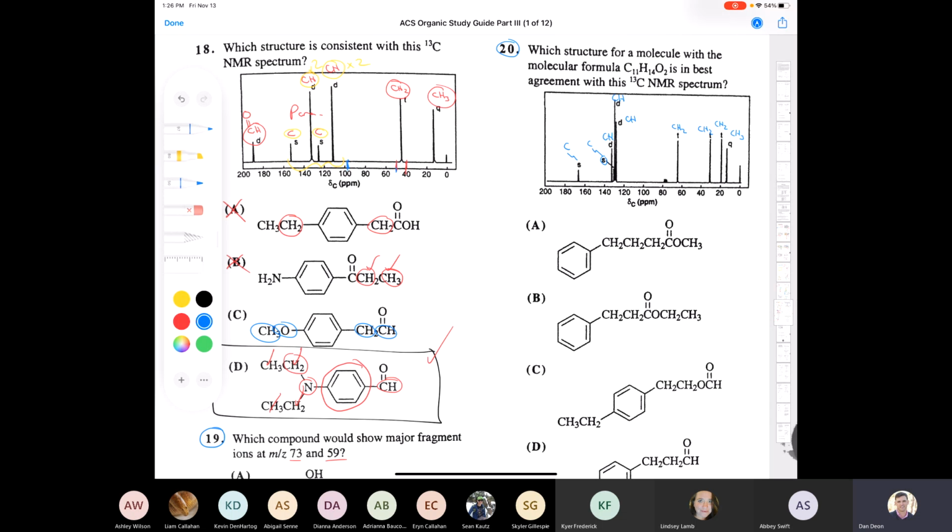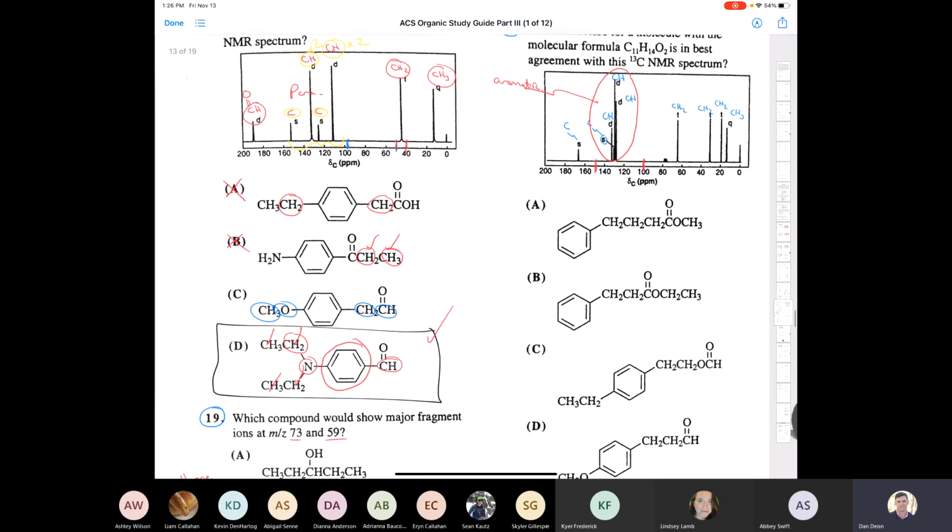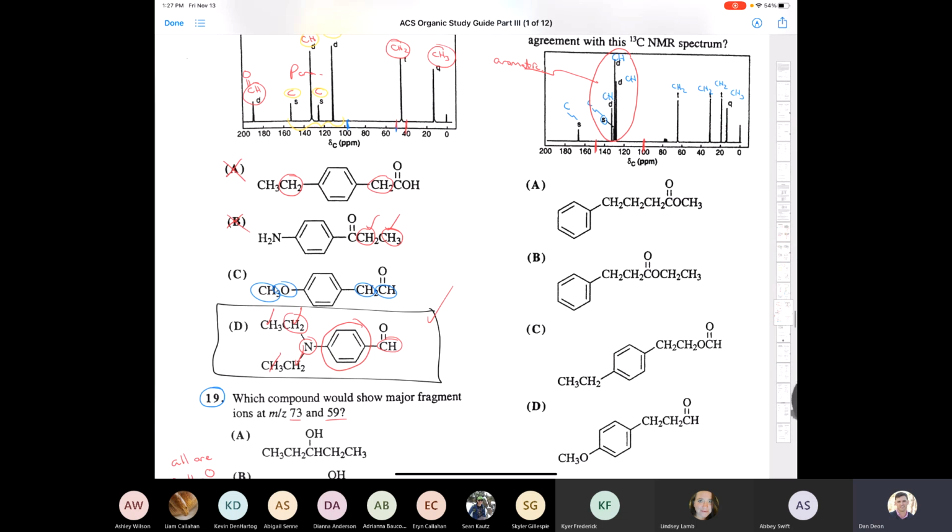Well, all of these signals fall in the aromatic region, which is from 100 to 150. So these are all going to be from the aromatic region. They could come from an alkene, but I have no alkenes as a possible answer. So these are the aromatic carbons. Let's see if we can figure out whether the ring is going to be di-substituted or mono-substituted, because I have two answers that are di-substituted, and I have two answers that are mono-substituted.